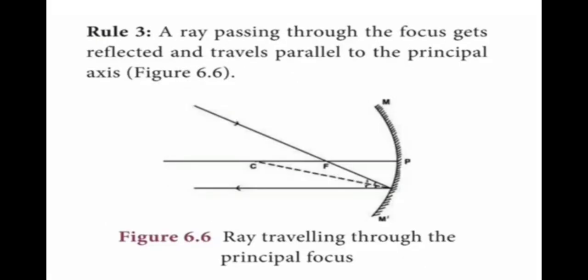Rule 3. A ray passing through the focus gets reflected and travels parallel to the principal axis. So here in the ray diagram, a ray is passing through the principal focus. After touching the mirror, it is reflected back parallel to the principal axis. So when a ray is parallel to the principal axis, it reflects back through the principal focus. When a ray passes through the principal focus, it is reflected back parallel to the principal axis.